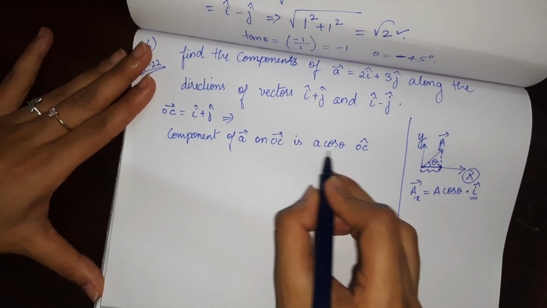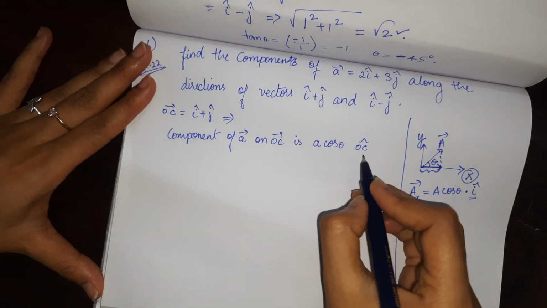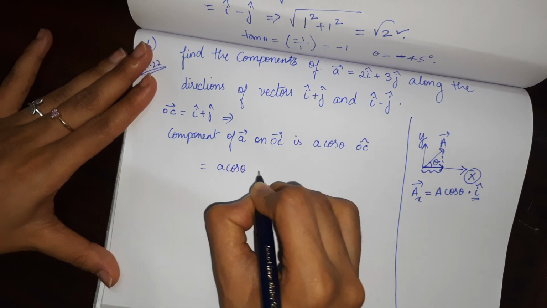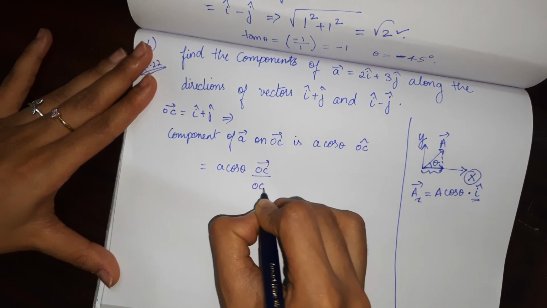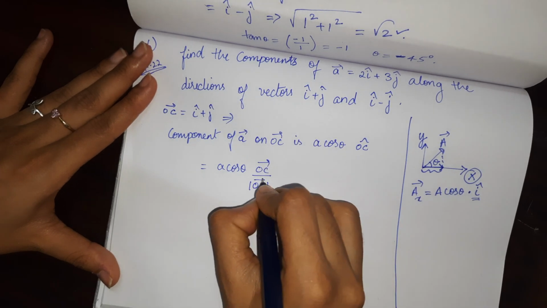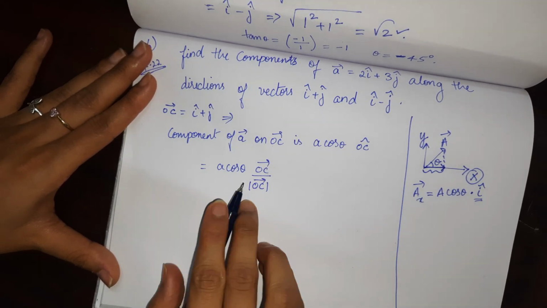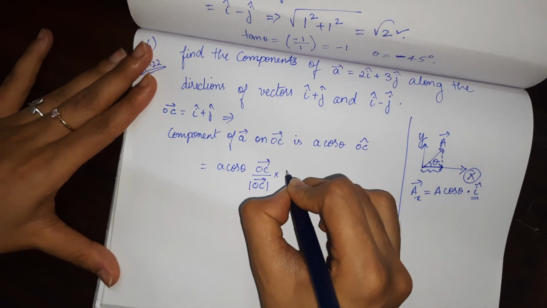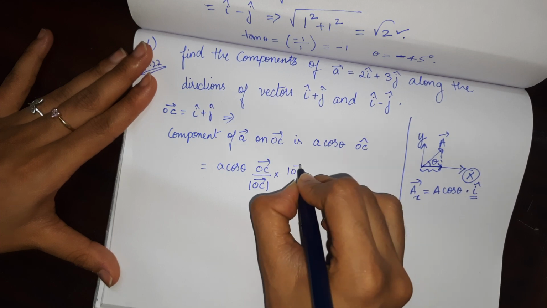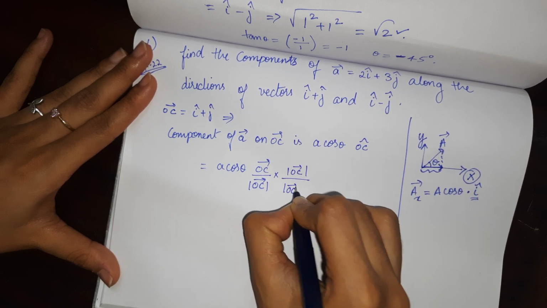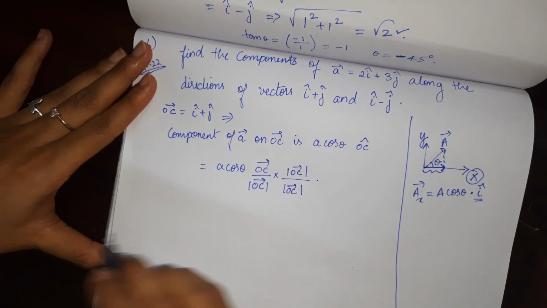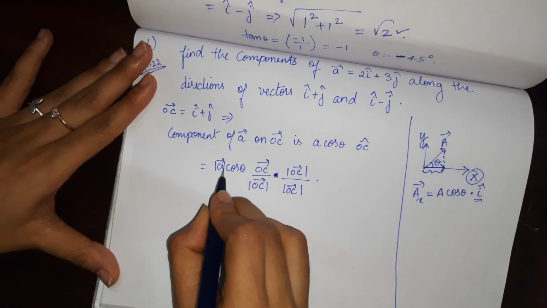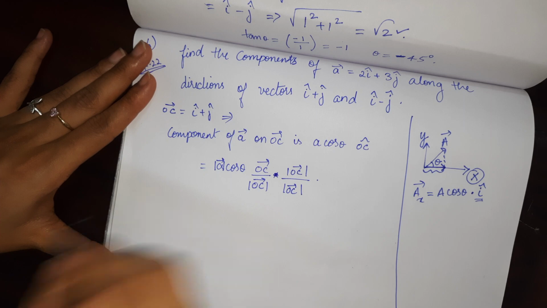So what is A cos theta into OC cap? The OC unit vector can be written as OC vector divided by modulus of OC vector. Now I'm going to multiply and divide by the modulus of OC. You'll see why I'm doing this. This is not a cross product, this is a normal multiplication. And here, according to the definition, this is the magnitude of A. So we'll write it in this manner.